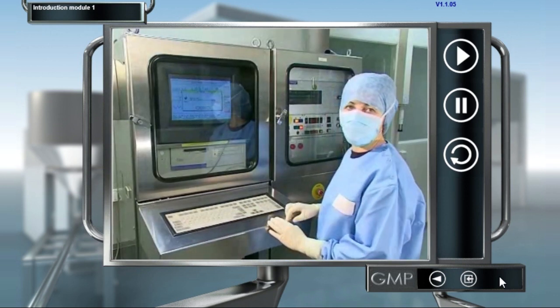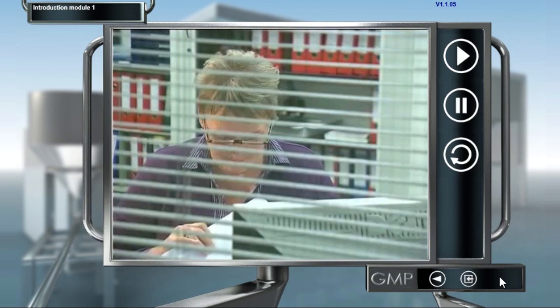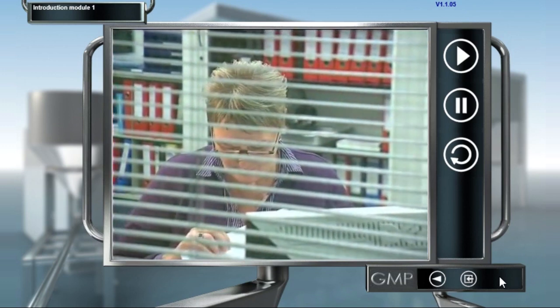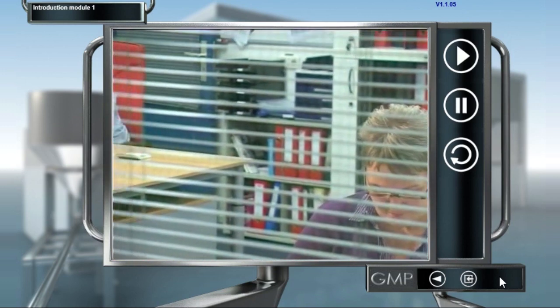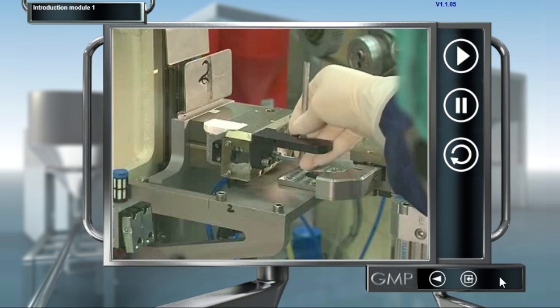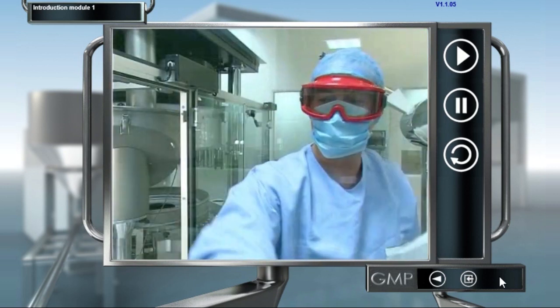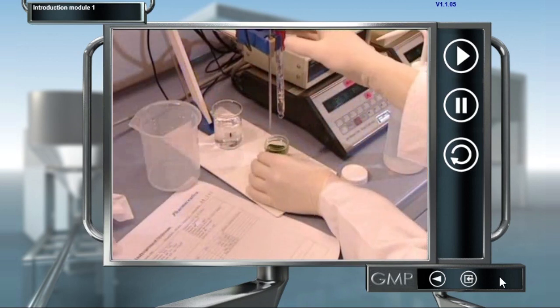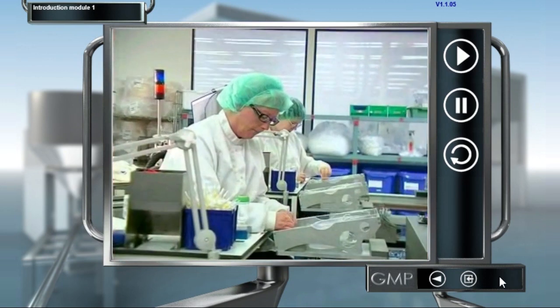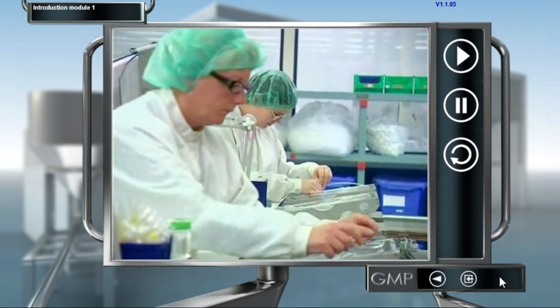But you yourself are also responsible. The GMP regulations apply to everyone whose duties may have an effect on the quality of the product, whether you work in administration, handle maintenance, clean, carry out analysis, or are directly involved in production.